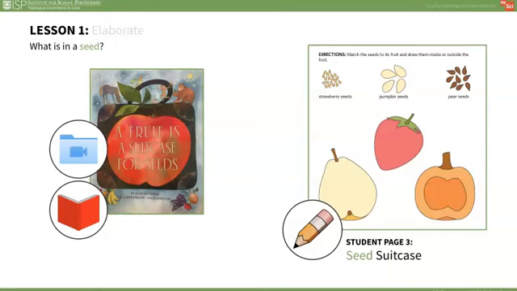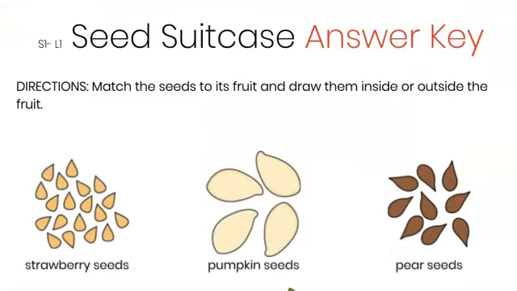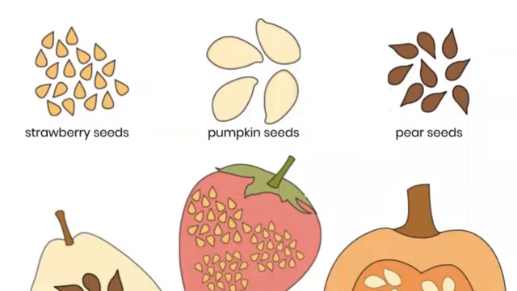Examples might include acorns from an oak tree, apple seeds from an apple tree, beans from bean plants, or daisy seeds. Students should come to the conclusion that seeds do not just make the typical fruits and flowers we think of like oranges and daisies, but they make a wide variety of less obvious flowering plants as well, such as maple and oak trees. Afterwards, you could have students complete the Seed Suitcase worksheet on student page 3. Refer to this answer key for correct seed to fruit matchups.